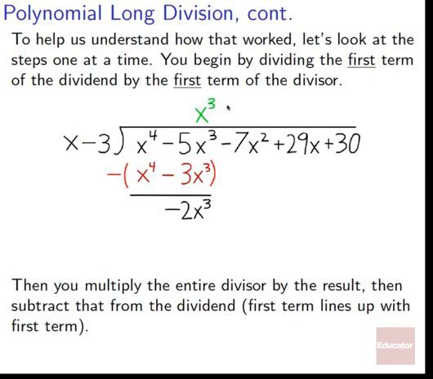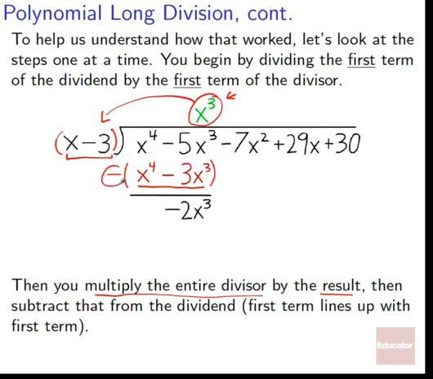Next thing, we take x cubed and we multiply it onto x minus 3. So x cubed times quantity x minus 3 becomes x to the fourth minus 3x cubed. So you multiply the entire divisor by the result, our x cubed, and then we subtract what we just had. So we subtract that from the dividend. x to the fourth minus 3x cubed, we subtract that from x to the fourth minus 5x cubed.